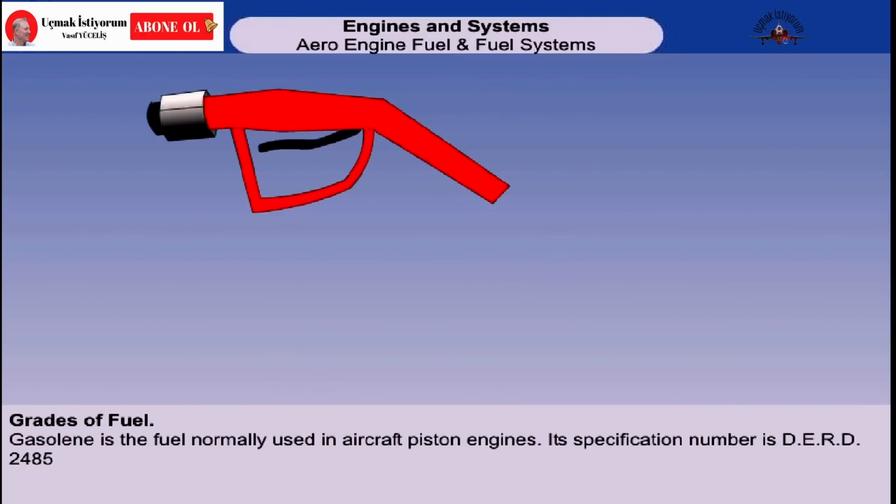Gasoline is the fuel normally used in aviation piston engines. Gasoline has a specification number DERD 2485. Contained within that blanket specification number are grades of gasoline such as Avgas 100, Avgas 100LL, and Avgas 80.